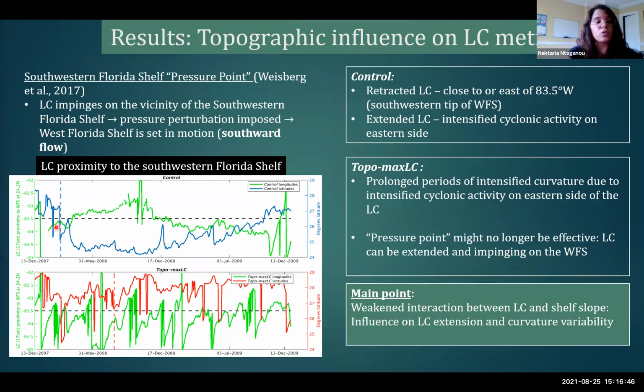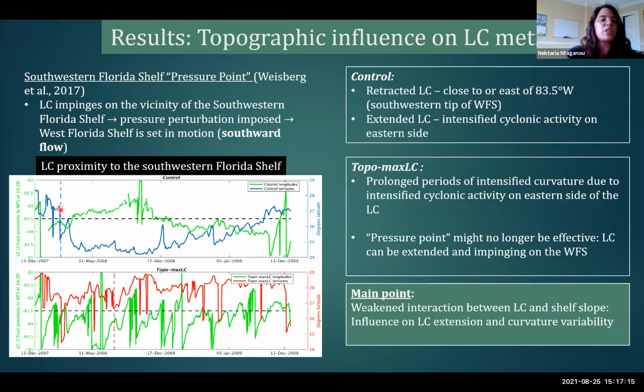The top panel shows the loop current extension in blue and the proximity of the 17 centimeter contour to the southwestern Florida shelf. The black dashed line marks the 83.5 west longitude, and basically anything east of this longitude is considered the vicinity of the pressure point, and anything west of it is considered away from the shelf.